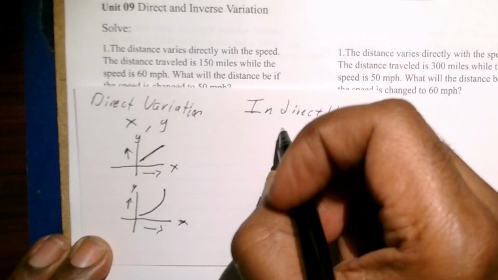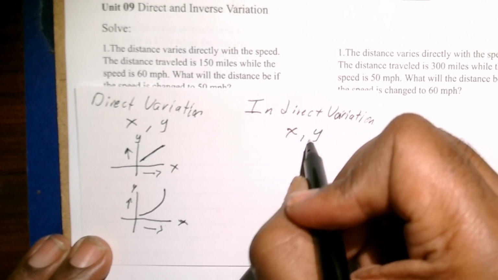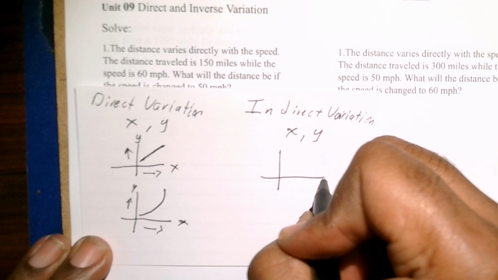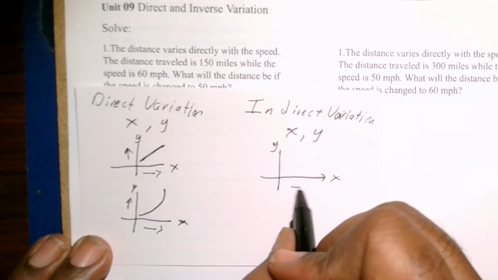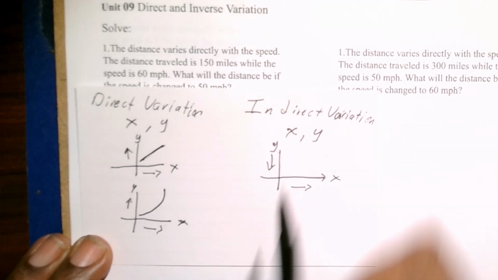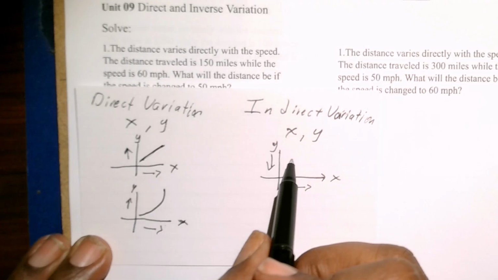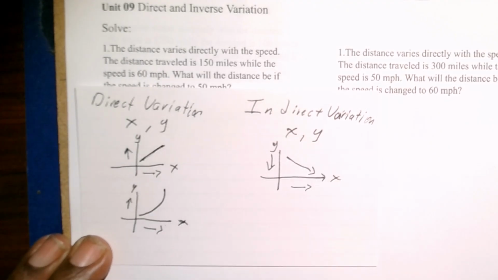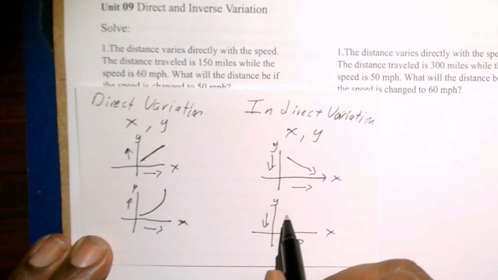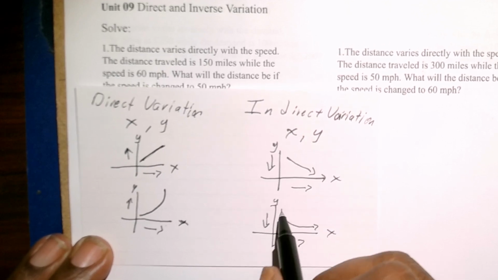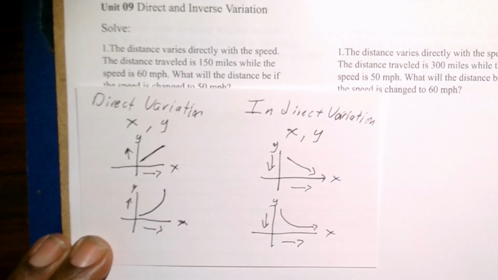Now, in an inverse variation, when you look at x and y, what you'll see is a graph that as x increases, y will decrease. Okay, so a line will look like maybe this right here. As x is increasing, y is decreasing. You can also have nonlinears where x increases and y decreases. There's a nonlinear right there.